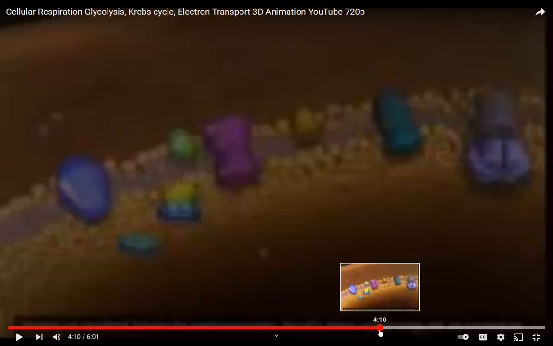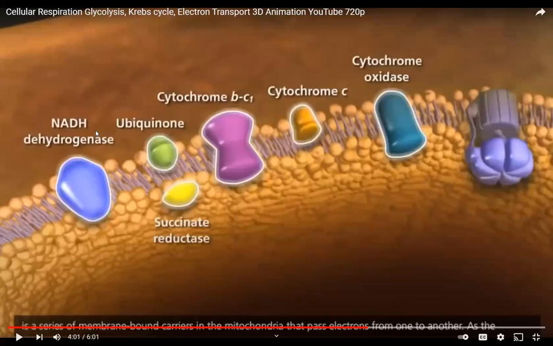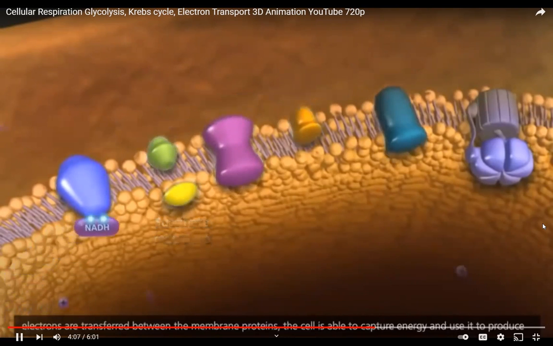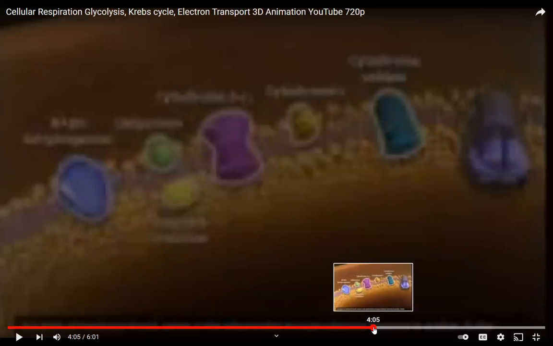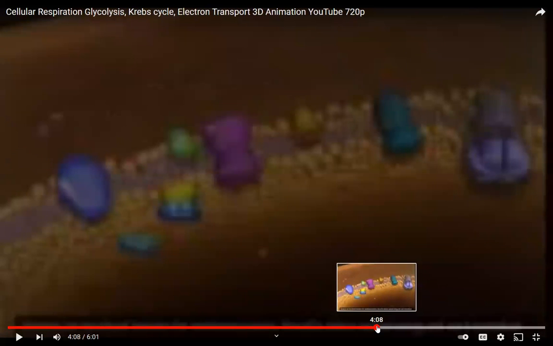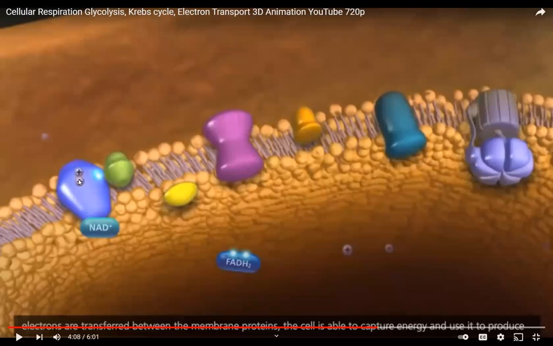And let me back it up. Now, if you see all these fancy names, be happy that you don't need to know what their names really are, okay? These are just the proteins that make up the electron transport chain. Carriers in the mitochondria that pass electrons from one to another. As the electrons are transferred, look what's happening. We're bringing in, right there. Here's where we're delivering the hydrogens and the electrons. And you can see here's an FADH2 that's going to do the same thing. And what's left over is NAD plus, and after this, it's FAD.